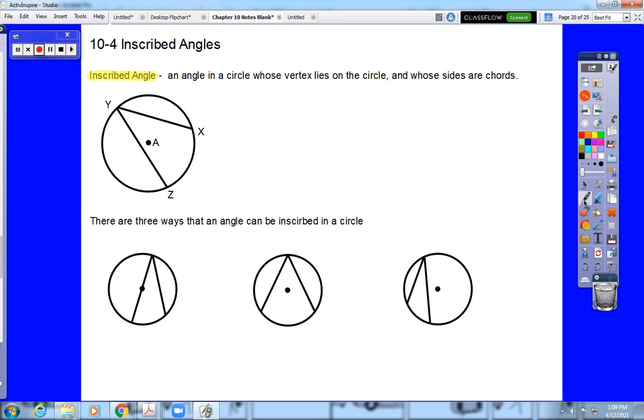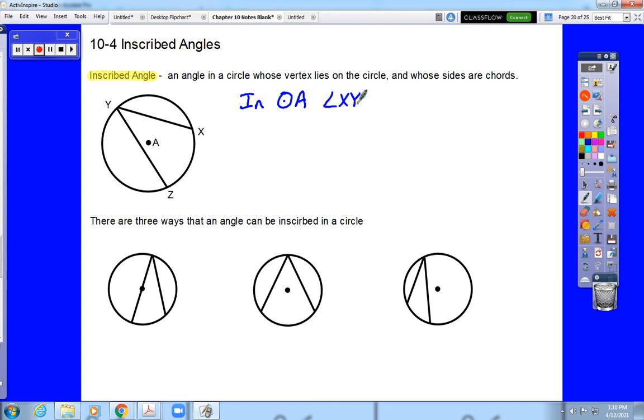An inscribed angle is an angle in a circle whose vertex lies on the circle and whose sides are chords. So if we look at this picture here in circle A, angle XYZ is an inscribed angle. The vertex of that angle, Y, is on the circle, and the sides of that angle, which are chords XY and YZ, they're both chords. So it's an inscribed angle.